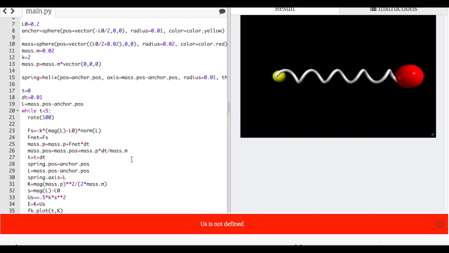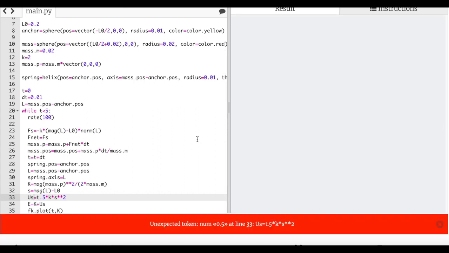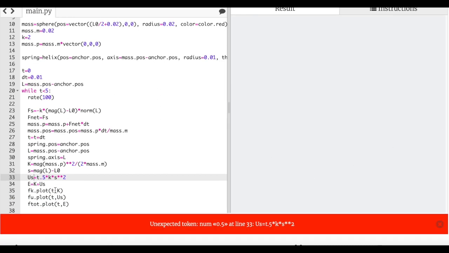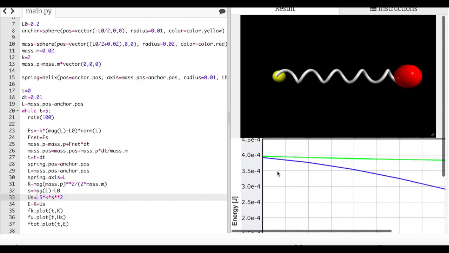Us is not defined. That's why. Oops. Oh my gosh, I'm losing it here. Okay, down, down, down. I thought I hit that. Put two equal signs there. Oops, sorry. Oh, Us equals. See, I got out of control. Okay.